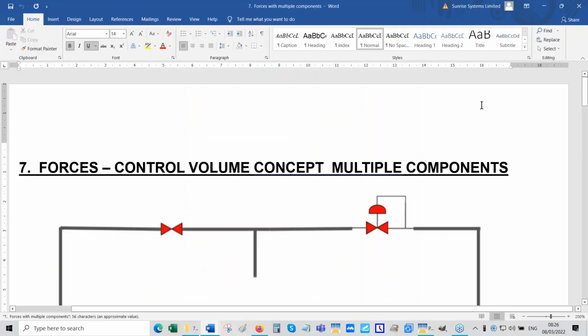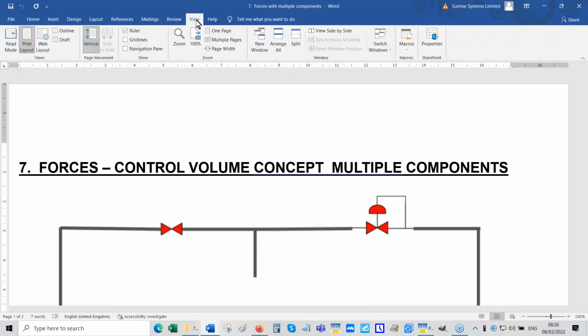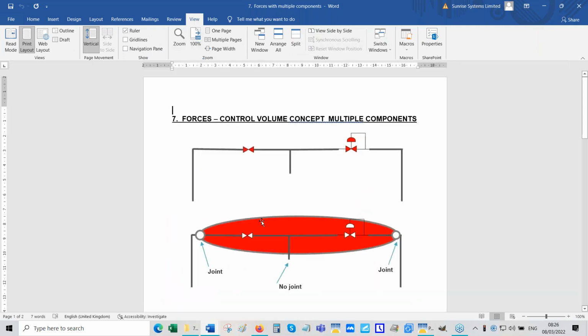See, one of the beautiful things about PIPENET is the control volume can consider a multiplicity of components. The only thing is there must be no change in the direction. That's a key point, because you can only have 2 control surfaces. So we can define the control volume in this way.